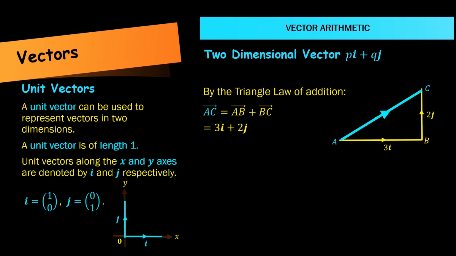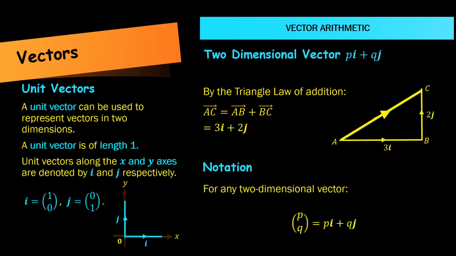So here's AC, here's AB, which is 3i, and BC, which is 2j. Now in notation, for any two-dimensional vector PQ, we have that PQ equals pi plus qj.